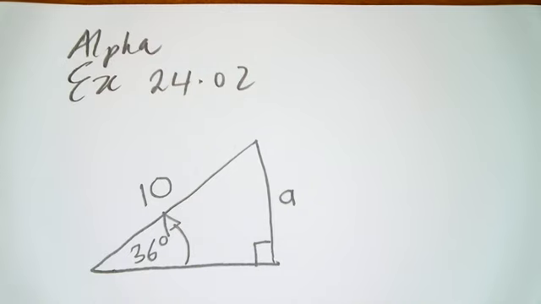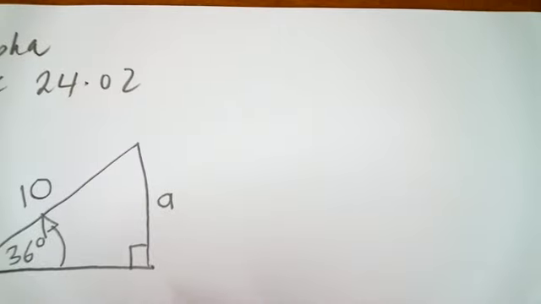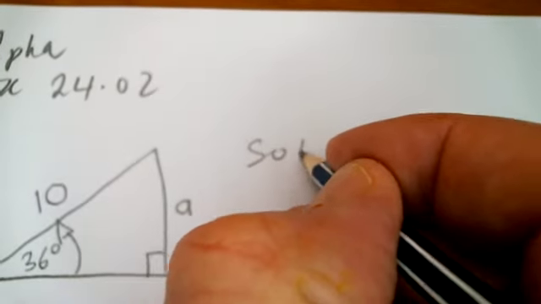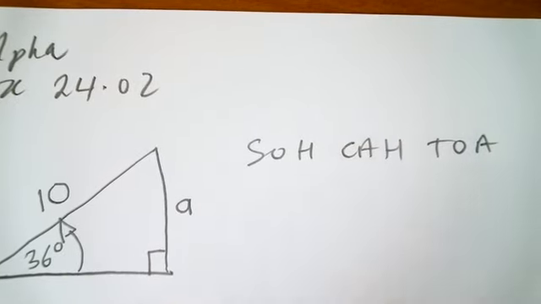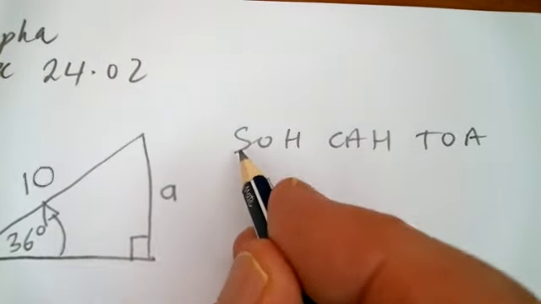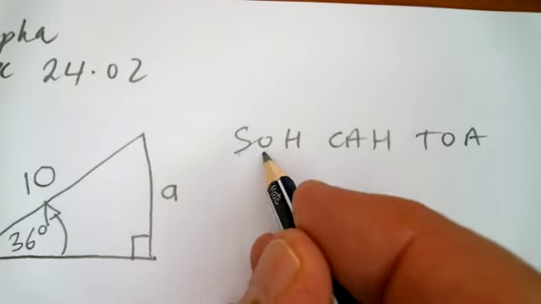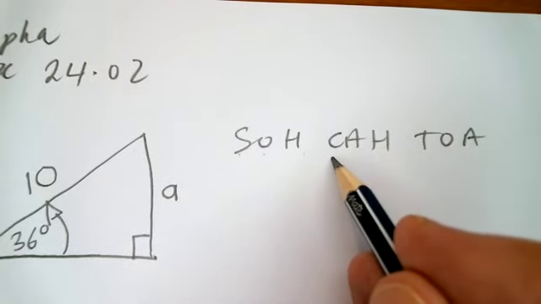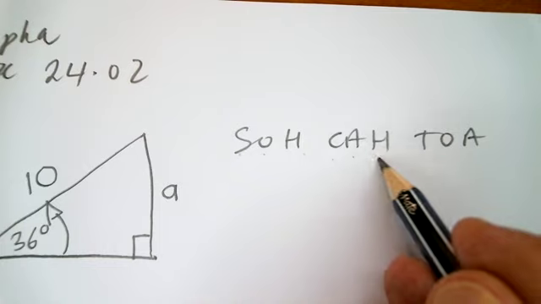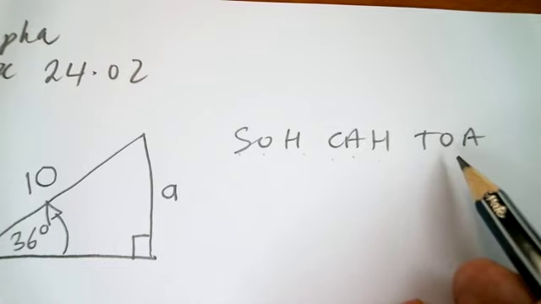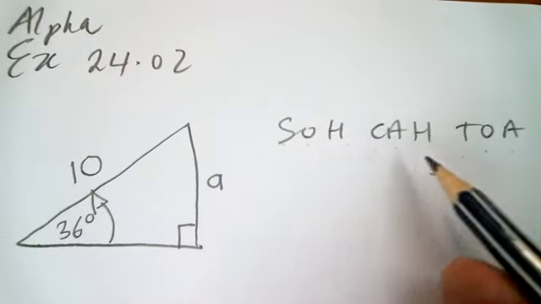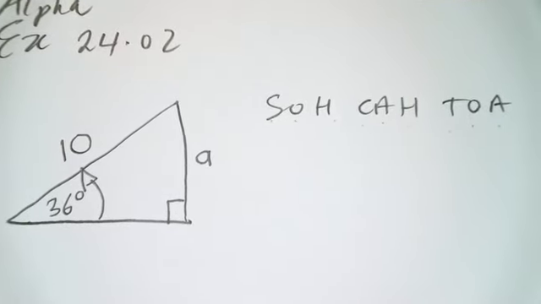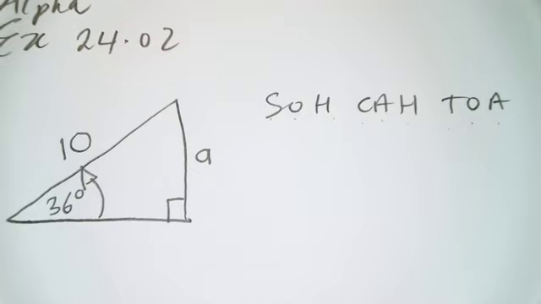So how do we do that? In this case, we use the term, if you like, SOHCAHTOA. Now the thing to remember here is this just means sine is equal to opposite over hypotenuse. Cosine is equal to adjacent over hypotenuse. Tangent is equal to opposite over adjacent. That's all that means. It's just a brief way of remembering the different trig identities.